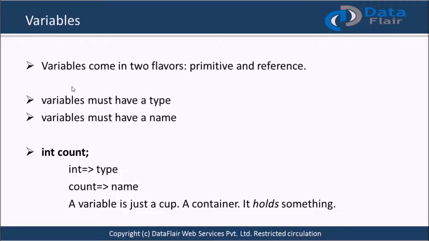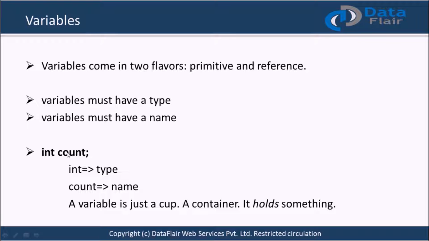For example, let's say you want a variable to count some values. We can specify it as int count. That means this int will specify the size and this count will specify the name. So int is the type and count is the name here. A variable is just like a cup, a container, it holds something. If you have int count, count is a variable here, and it can have a value like 5, 6, 7, or any integer value.